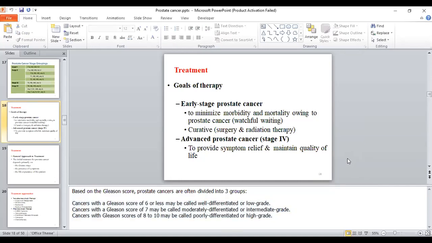With that, let me stop for today's session. We will complete on Wednesday. I have given you a brief overview of prostate cancer. Now you go and read about how we manage prostate cancer, what treatment modalities are available, and so on.